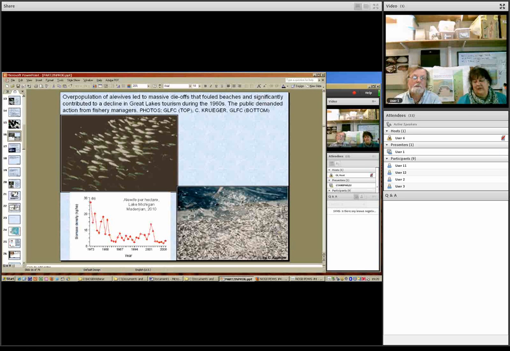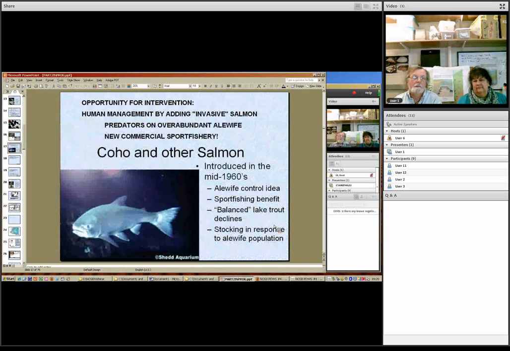Big changes in that. So what we did was humans decided to manage the alewife problem by adding a new invader, top predators, salmon and trout. This would not only reduce the overabundant alewife population, but it also would provide a new sport fishery. So in the mid-1960s, the fish control people added coho and chinook and a variety of salmon and trout. And that balanced against the decline of lake trout, and it consumed the alewife population. If you can believe it, that in itself is another seminar.